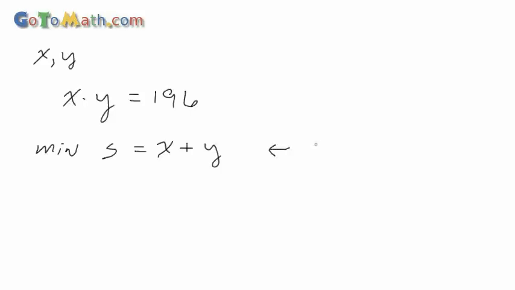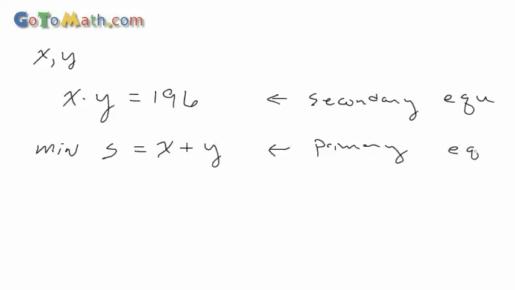They call this the primary equation, and they call this constraint the secondary equation. The primary equation, the secondary equation. Okay, so the way this works is all you have to do, we want to get this equation here in terms of just one of the variables, either x or y. Okay, in terms of x or y.